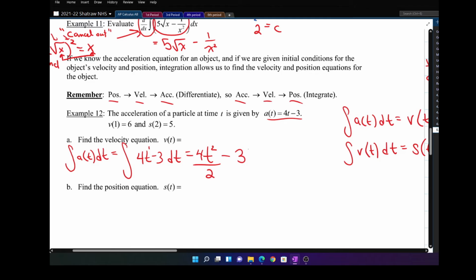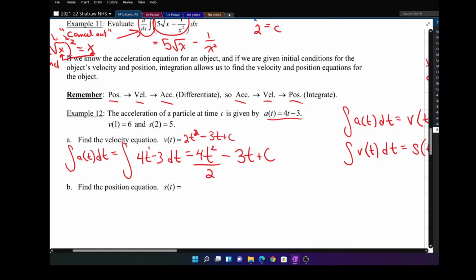The integral of a constant will be just a linear equation. And then here is my plus c. All right, so again, let me say that velocity is going to be 4 divided by 2, is 2t squared minus 3t plus c.